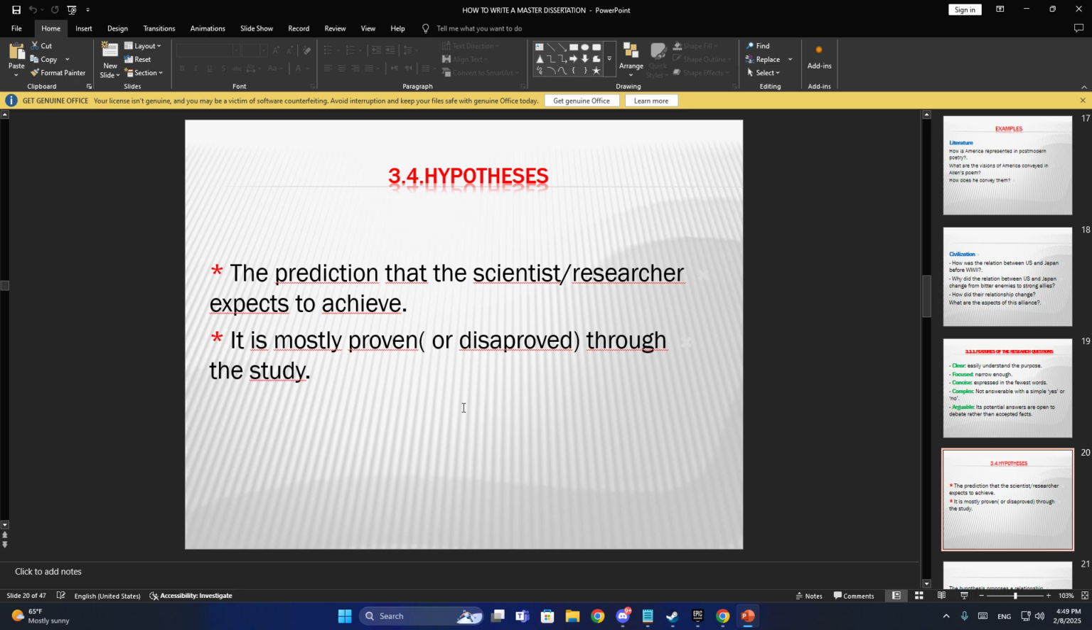After stating my research questions, of course, I have to set my hypothesis. The hypothesis simply is the prediction that the scientist or researcher expects to achieve. So it expresses my expectations out of this research. It is mostly proven or disproved through the study. Especially in literature and civilization dissertations, in master dissertations, the hypotheses are most of the time proved, say.